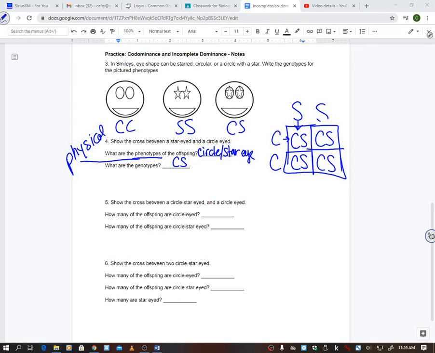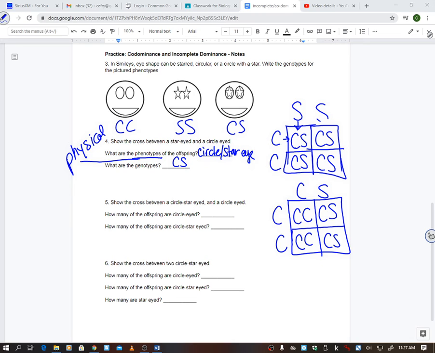All right, number 5. We're going to do our Punnett square, so go ahead and draw your Punnett square out. Show the cross between a circle star-eyed and a circle-eyed. Okay, so my first parent is circle star, just CS. My next parent is circle, so just C's. Now when I fill this in, I'm going to drag down and across. That is what your Punnett square should look like.